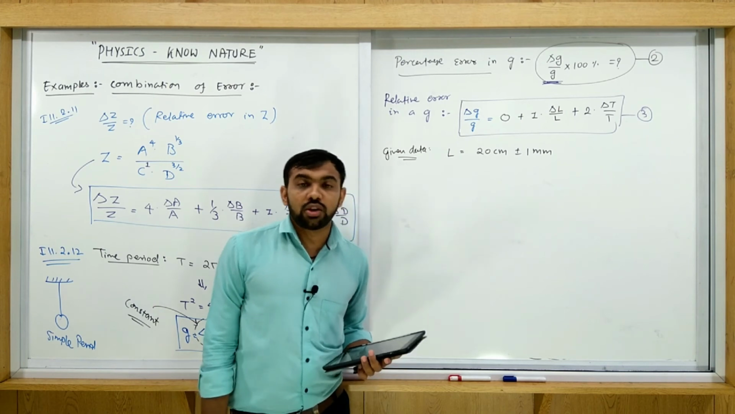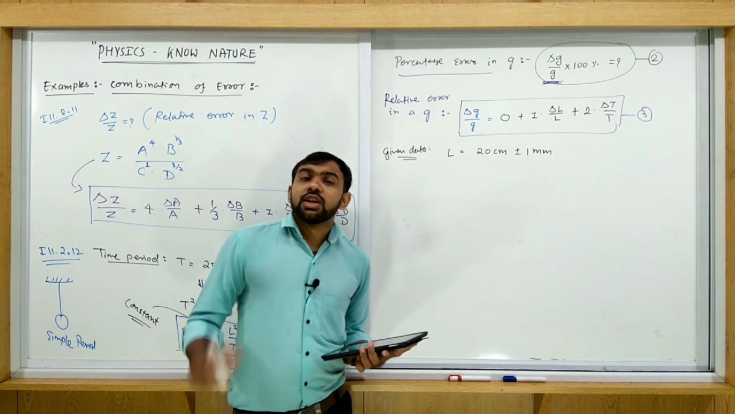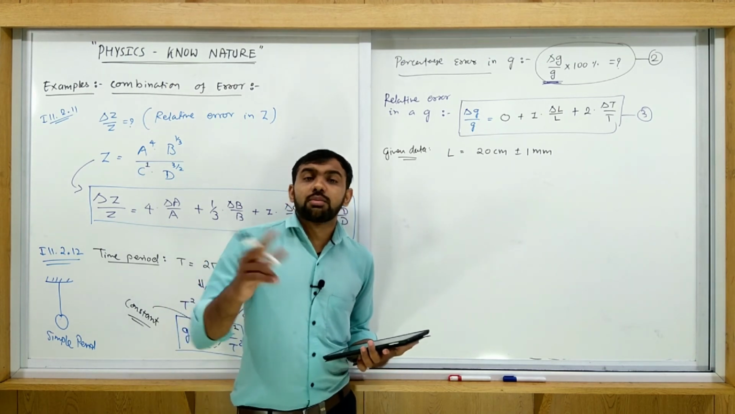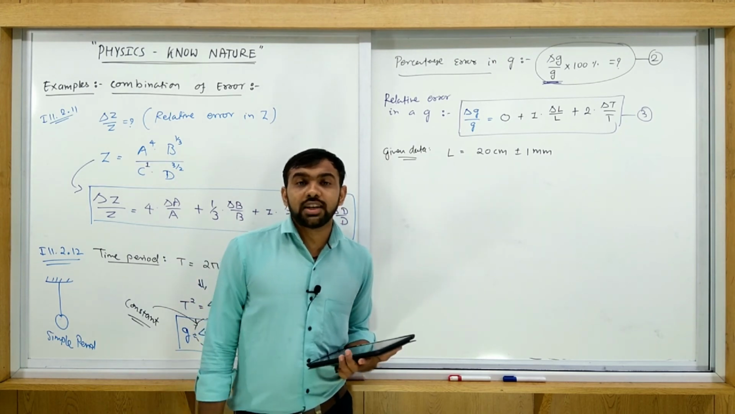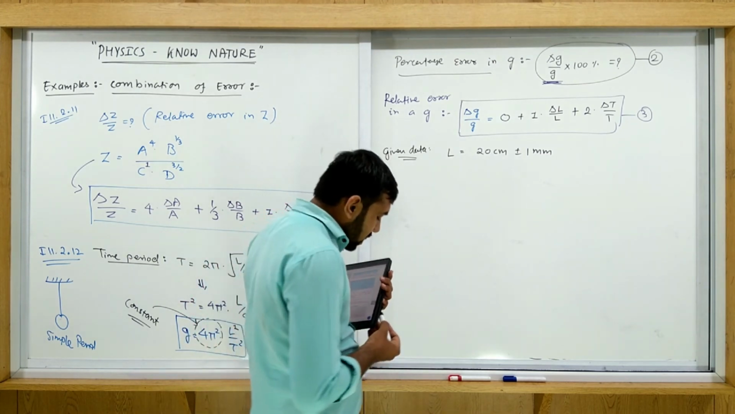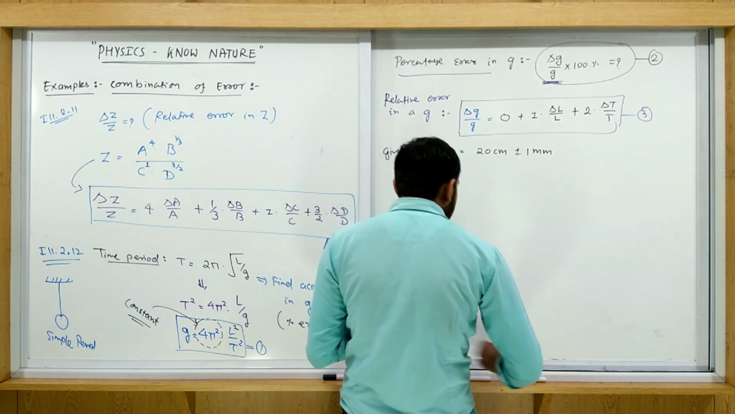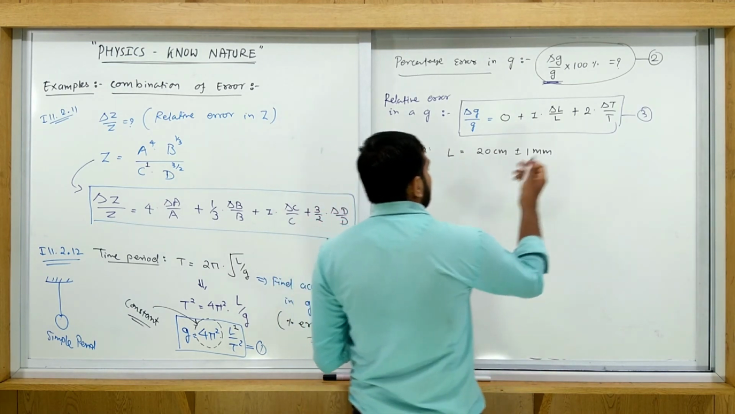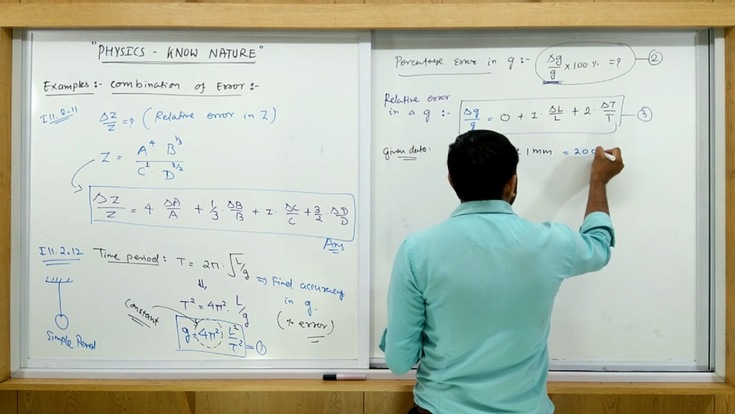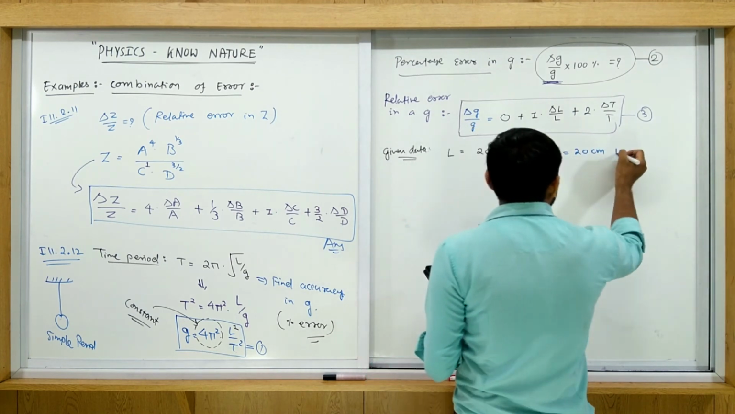You have two ways to convert it. You convert both values in mm, or you write both values in centimeters. So let's convert this value in centimeters. The first one is as it is. Why? Centimeter. So it is equal to 20 centimeter plus or minus.